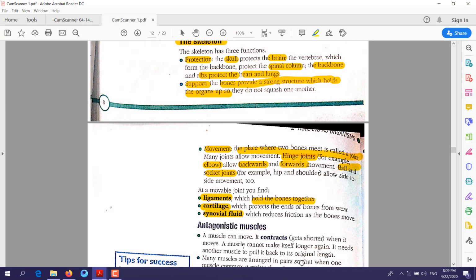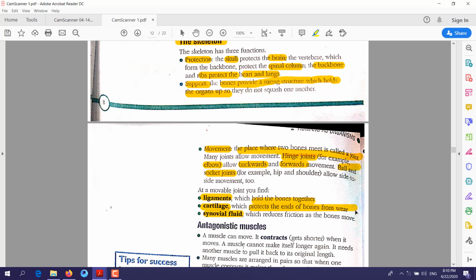Then, between these two bones, there is cartilage. The function of cartilage is what? To protect the ends of bones from wear. As you know, bones in joints are always moving. Because of movement, there will be friction. So if these two bones are in direct contact and keep moving, because of the friction, they will start to wear. If they wear, it will cause pain.